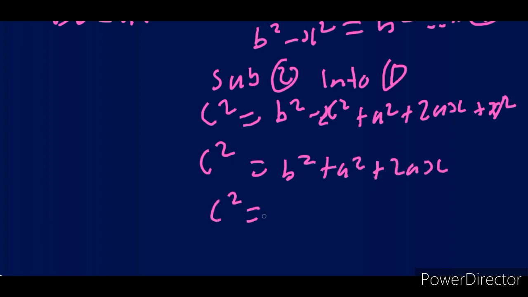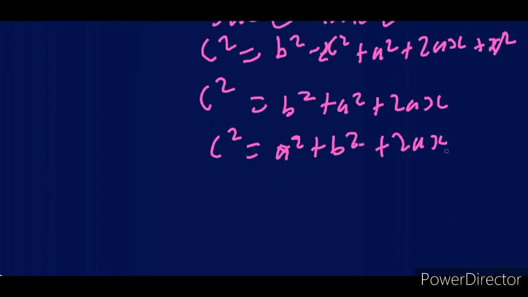We know that c squared is equal to a squared plus b squared. We're arranging them because we know that the constant rule is a squared plus b squared. Then we're going to have 2ax. So we just arrange this part, and this is what we have. From here, it looks like the cosine rule, but the only problem is that instead of having ab cos C, we've got x.